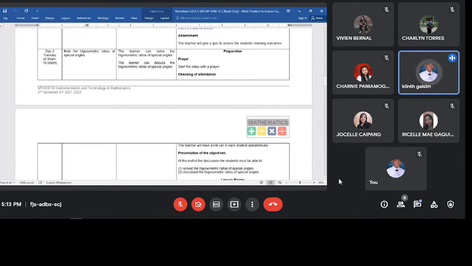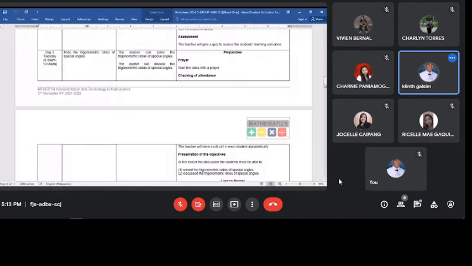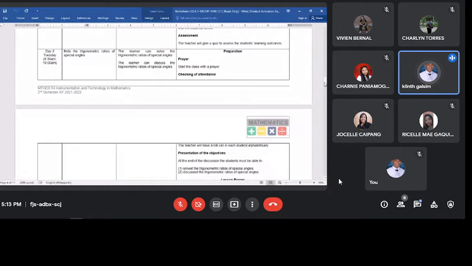For our preparation, we start with a prayer. Just as before, we will check the students' attendance, and then we will present the objectives of day two. For day two's objectives, the students must be able to solve the trigonometric ratios of special angles. Second is to discuss the trigonometric ratios of special angles.